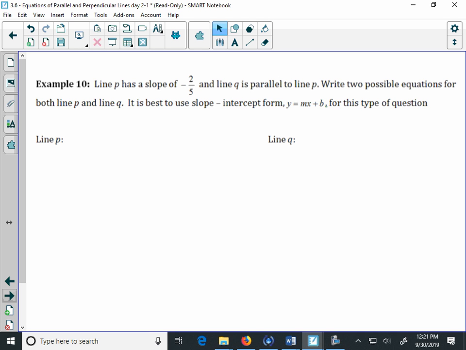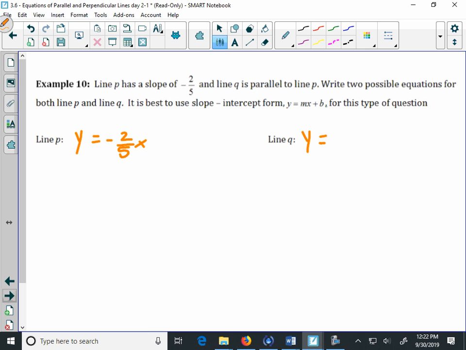Right? Because when we're dealing with parallel and perpendicular lines, all we care about is the slope. Don't really care about what the y-intercept is. Okay? So if we were to write two possible equations for these lines, they just have to be parallel to each other. Meaning, what do we know about their slopes if they're parallel to each other? The same. So line P is going to have a slope of -2/5. And line Q is going to have a slope of -2/5. Right? We just need to find a b. Or any y-intercept, it doesn't matter.